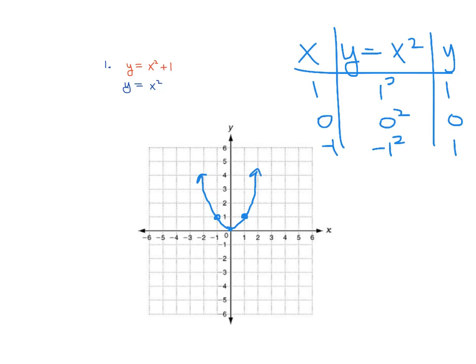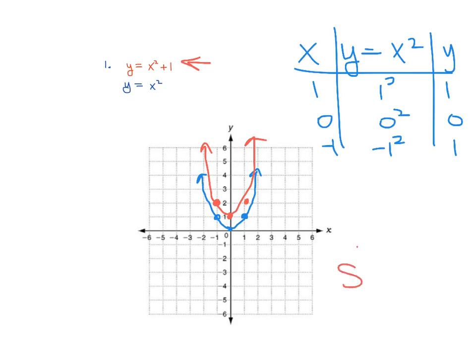To graph the new transformed function, I'm going to take each one of those 3 points and move them up 1 time. So the 0, 0 moves up to here. The negative 1, 1 moves up to here. And then the 1, 1 up to here. So this is my shifted function, and it's been shifted 1 unit up because of the +1. So if you memorize the parent, that's all you have to do. You don't have to make a whole new table of values.